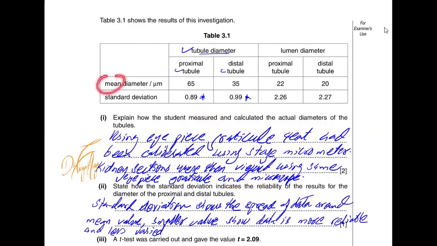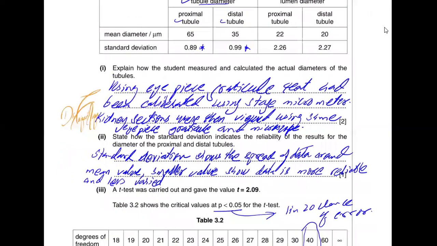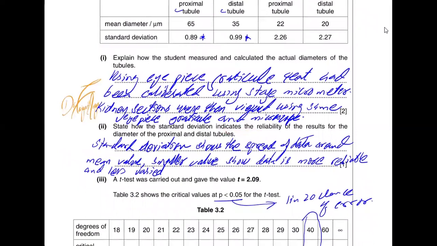Now, since mean is mentioned, you have to mention that you were viewing and measuring various sections or various tubules, because it's a mean here. Coming back, state how the standard deviation indicates the reliability of the results for the diameter of the proximal and the distal tubules. What do you mean by reliability?